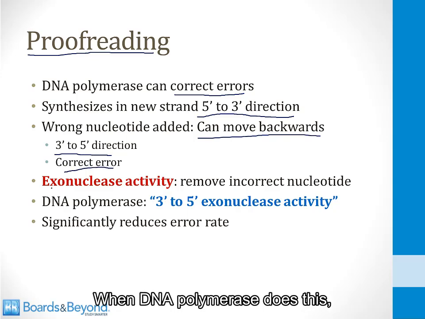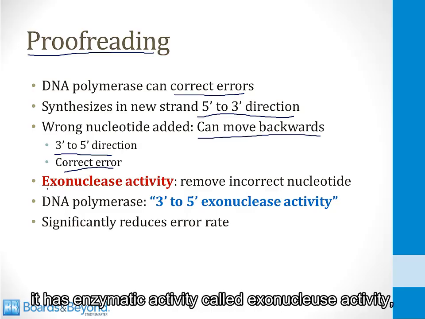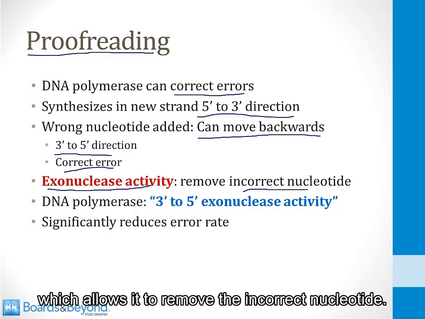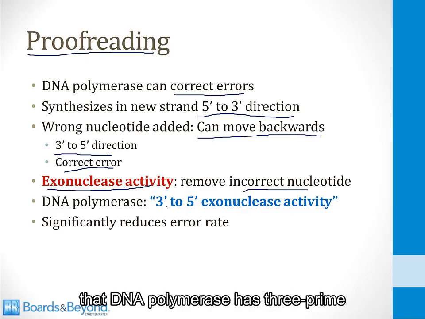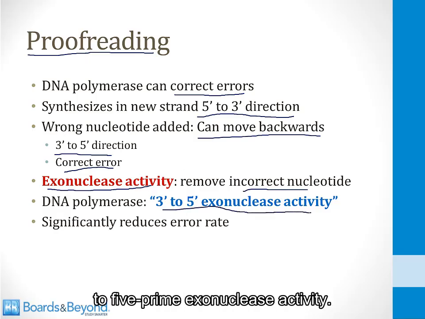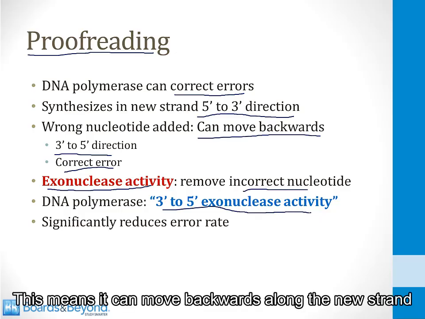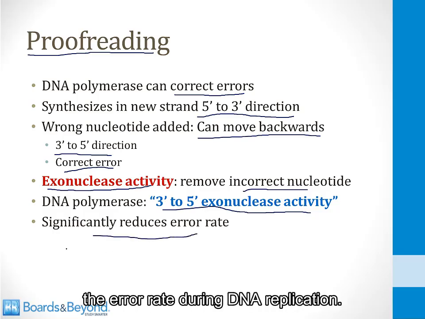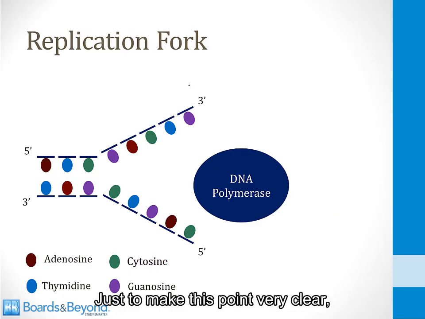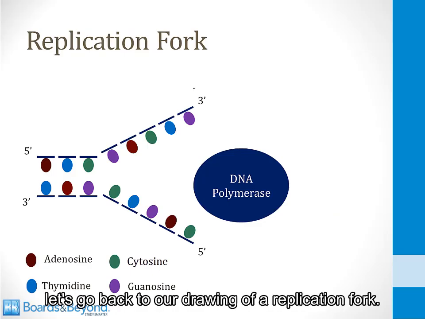When DNA polymerase does this, it has enzymatic activity called exonuclease activity, which allows it to remove the incorrect nucleotide. So you will often see it written in your textbooks that DNA polymerase has 3' to 5' exonuclease activity. This means it can move backwards along the new strand to fix an error, and this significantly reduces the error rate during DNA replication.